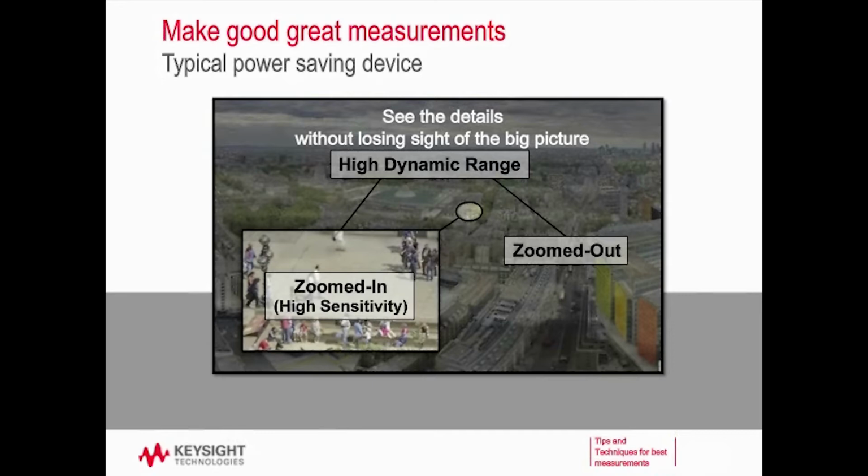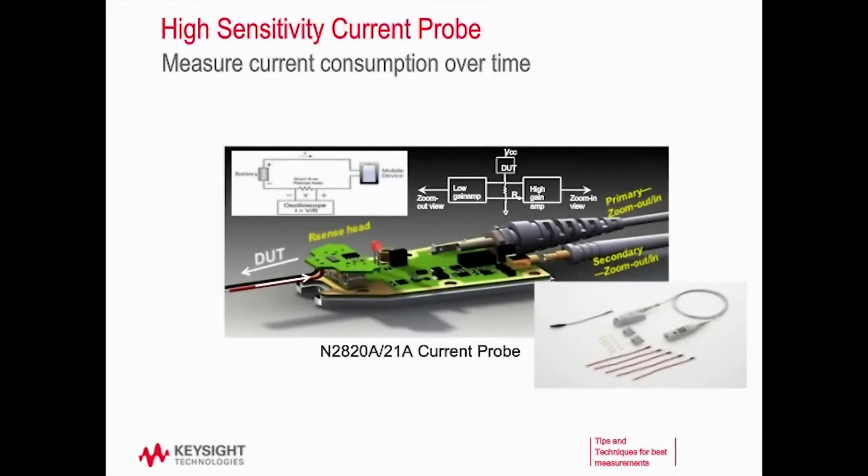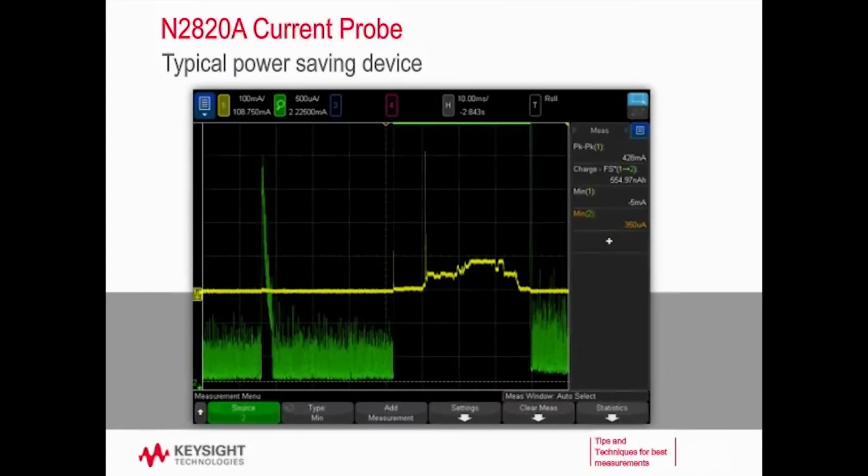One tool you can use to make great measurements on this type of system is a high sensitivity, high dynamic range current probe, the N2820A. Basically what you can do with this probe is you can double probe from a single point, and you can look at a zoomed out version of my signal. Here I have this power saving device, and I'm on channel 1 for that. And you can see I have those big communication spikes, and then I have some housekeeping, and I'm not sure what's going on there. We want to see that, so we also have the zoomed in view.